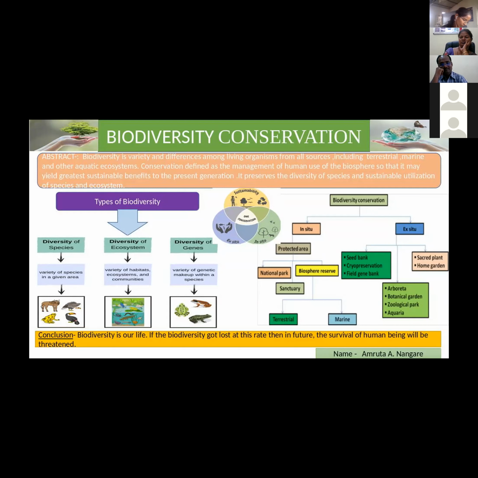Because Indians are trying to conserve biodiversity in various ways. In India there are 104 national parks and 18 biosphere reserves. Wildlife sanctuaries are also there. There are 551 wildlife sanctuaries in India.